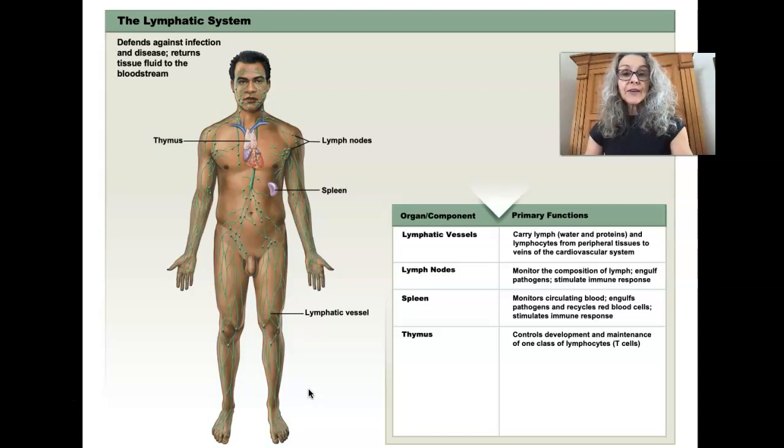Attached to these lymphatic vessels are also little organs called lymph nodes, where cells reside that fight infection. And remember that all of these cells are originally produced in bone marrow, but they go to places like the lymph nodes, spleen, the thymus. These are all part of the lymphatic system, and they mature and improve the body's ability to fight infection.